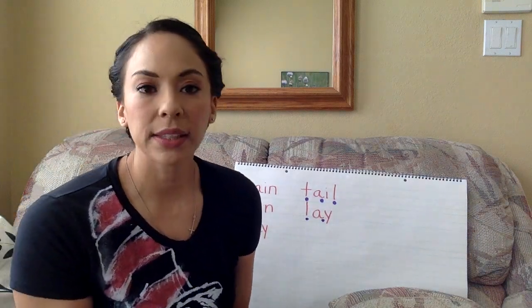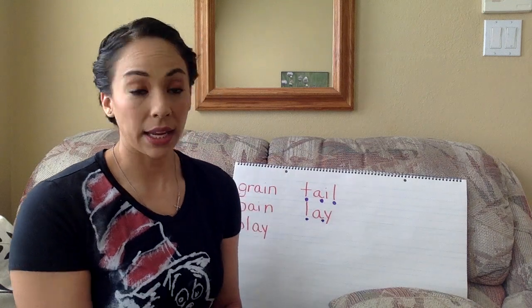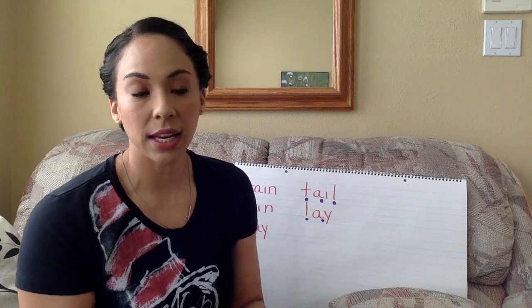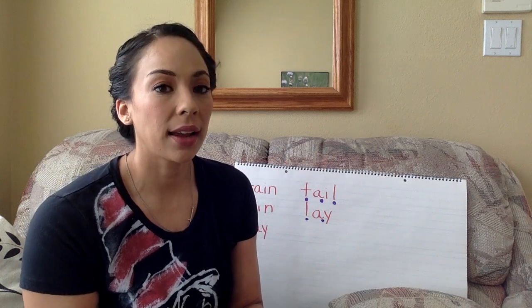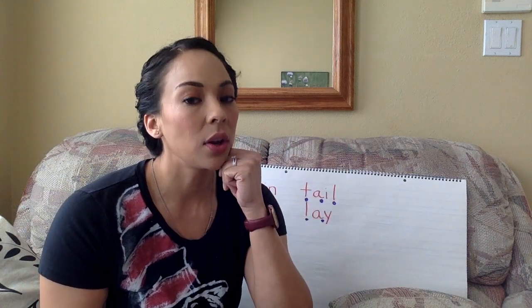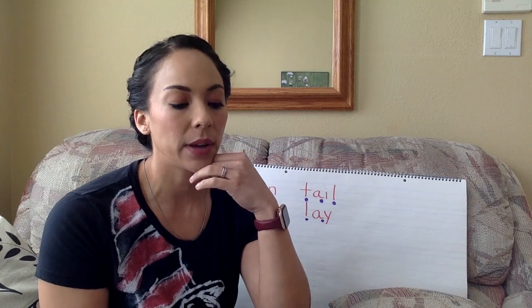The next word is tray. Like in the cafeteria, you have a tray. Not chray. It's not a CH. Tray. Tray. Okay, let's tap it out. T-R-A. There's that A at the end of the word again. What does that tell you need to use? Go ahead and write the word now. Make sure you have all the sounds.